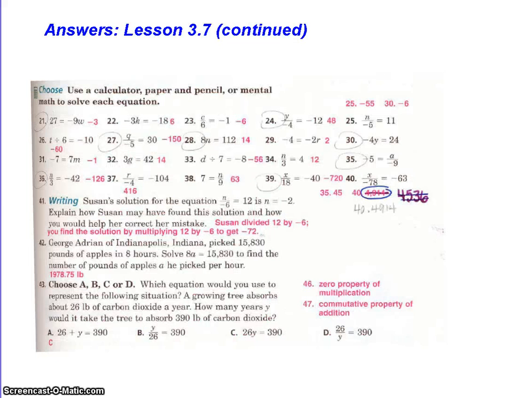Okay, and this is lesson 3.7, continued, the answers. I would like you to continue checking. Again, pause your video, check your answers.